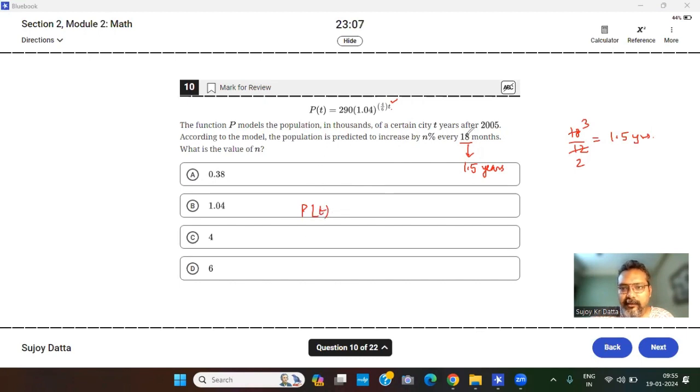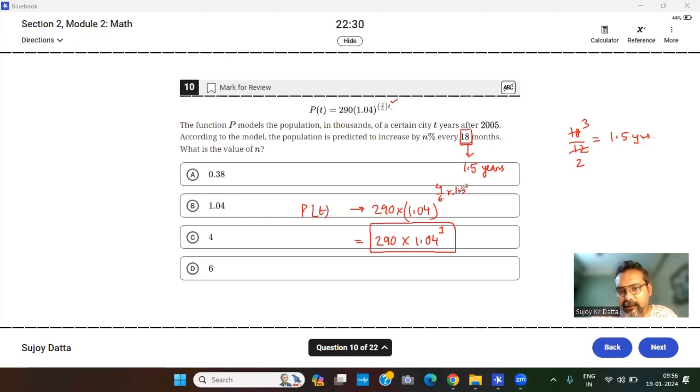So that means in the year 1.5 years after 2005, that would be 290 times 1.04 raised to the power 4 over 6 times 1.5. Now 1.5 times 4 is 6. 6 over 6 is 1. So it would be 290 times 1.04 to the power 1. Why did I plug in 1.5 in the first place? Because that's what they're asking, right? That after 18 months, what will happen? So after 18 months or after 1.5 years, I ended up getting this value.